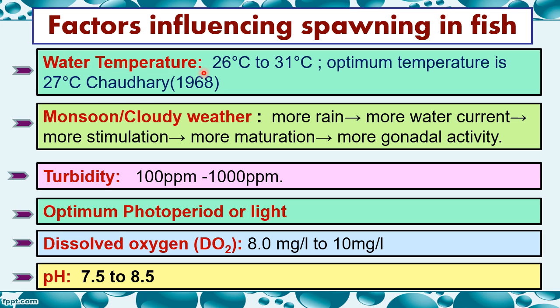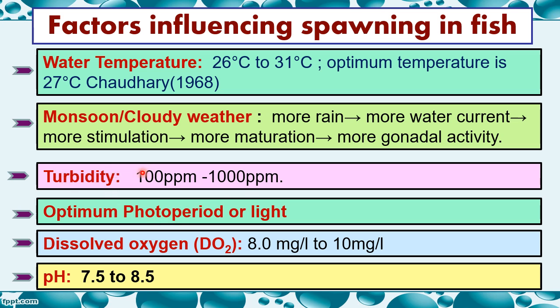Firstly, water temperature. The water temperature in the range of 26 to 31 degrees centigrade is most favorable for various carp fish. However, the optimum temperature is reported to be 27 degrees centigrade. Monsoon or cloudy weather. Monsoon or cloudy weather is required for more rain and more water current. The water current stimulates the maturation of gonads and more gonadal activity.